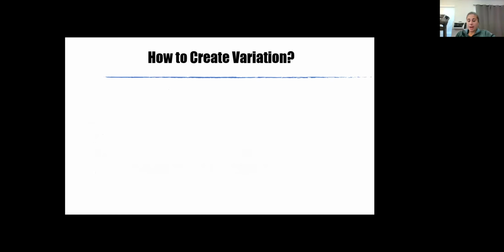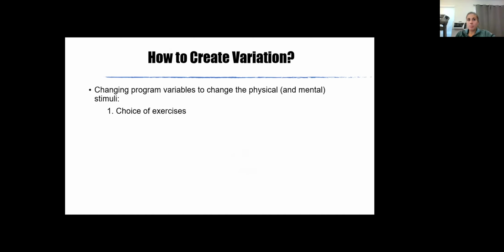So how do we create variation? It's not only changing the exercise and doing a different variation of squat. So what are some things we can do? Again, we're manipulating not only the physical stimulus, but also the mental stimulus. So, changing the exercise. How often are you doing it? Are you only squatting once a week and your goal is to improve your squat? Maybe move it to twice a week, right? So adding some change in frequency.